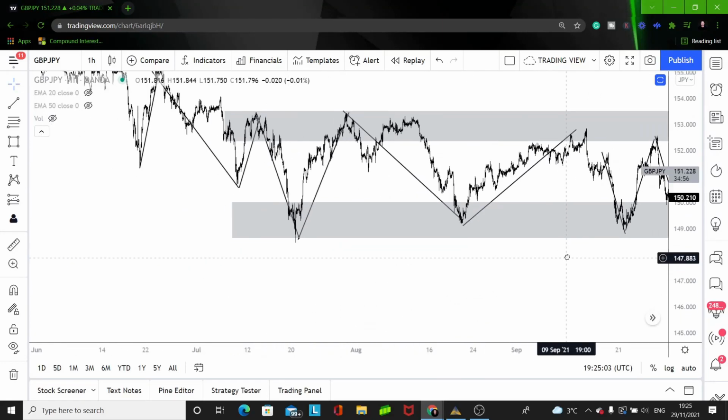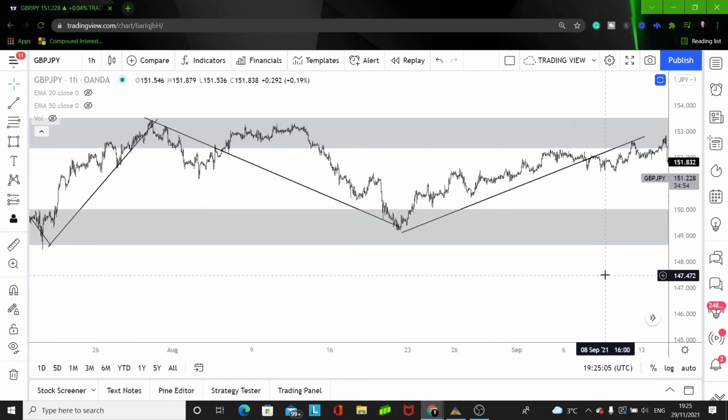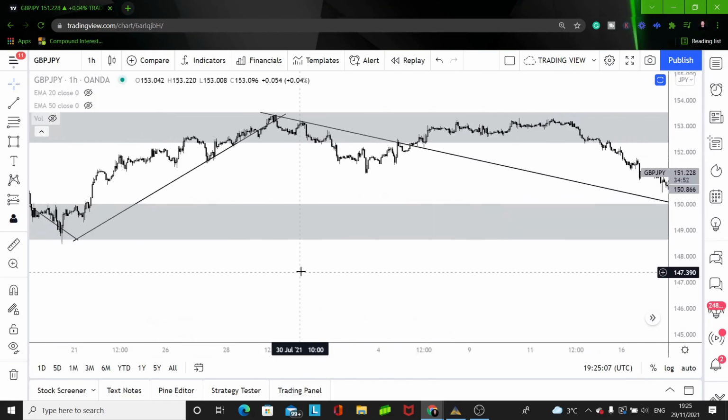Okay, so how and why can we use this to trade off of these areas of supply and demand?